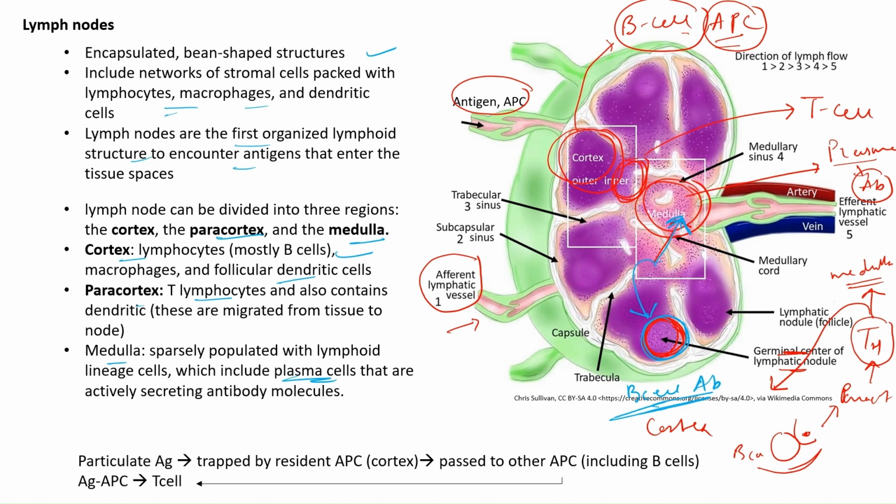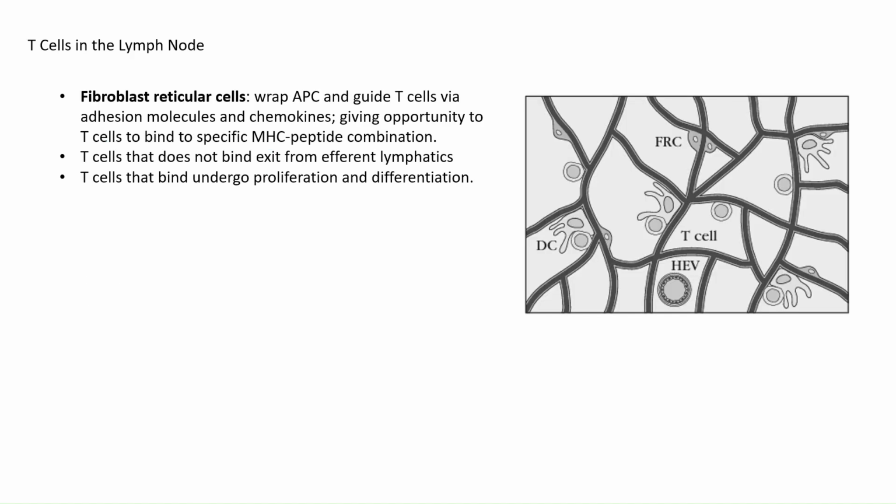Now, if you see the path, whenever any particular antigen enters, it gets trapped by the antigen presenting cells present in the cortex, or sometimes it enters in association with an antigen presenting cell as well. Then it will pass to other antigen presenting cells, including B cells, and then finally to the T cells. And sometimes from this B cell directly it can also pass to the T cell, which I showed you in the flowchart form. Now, T cells in the lymph node.